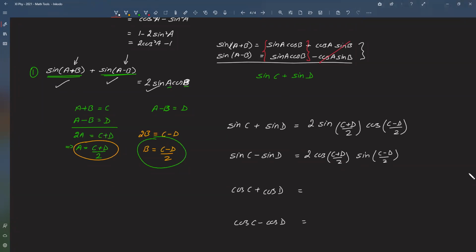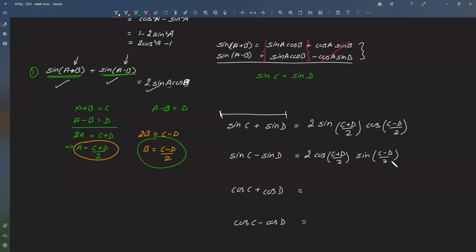Sir, can you derive this again? I'm not getting it. Which one? Sir, sine C plus sine D. Which we did just now. Where is the problem? Sir, I'm not understanding the derivation part.